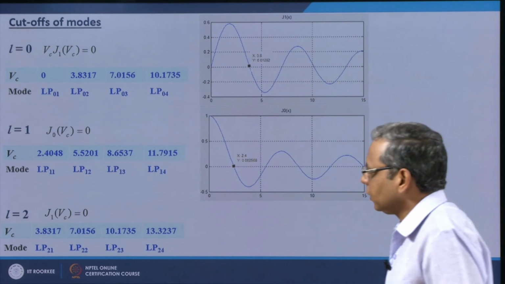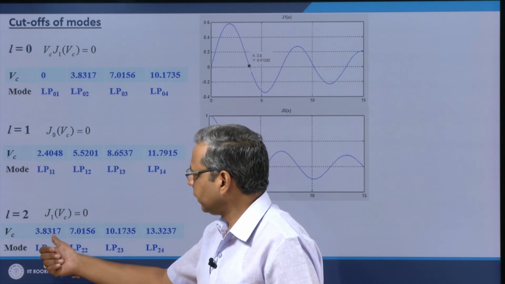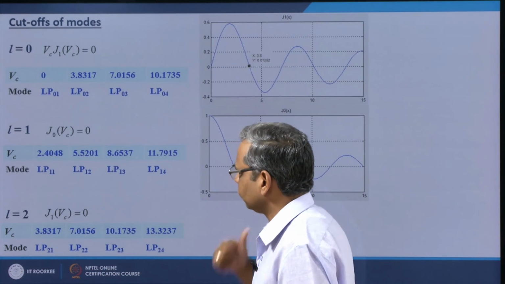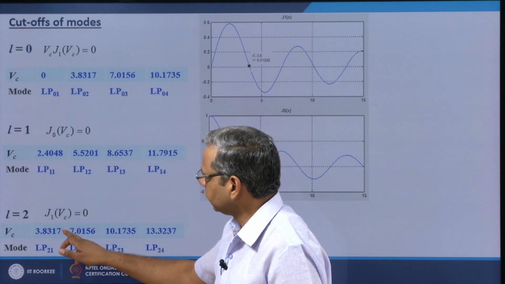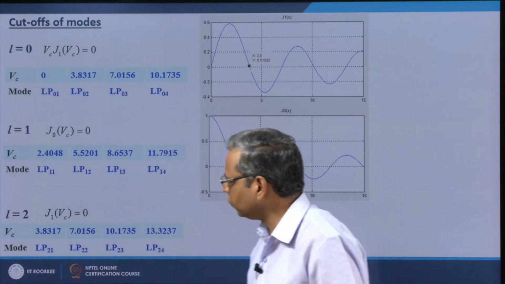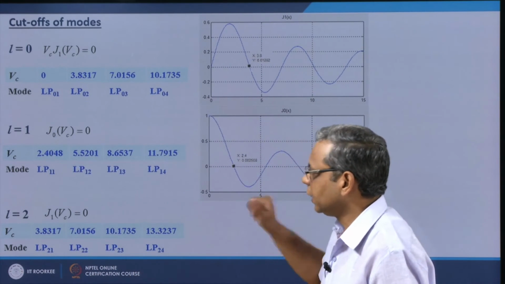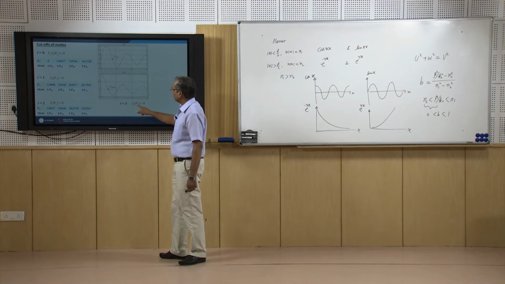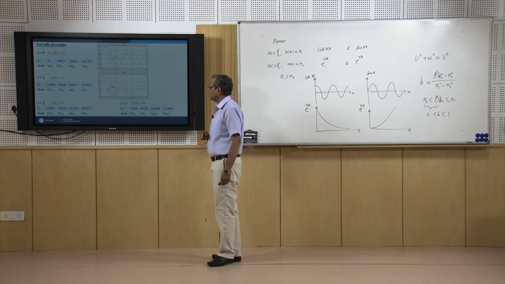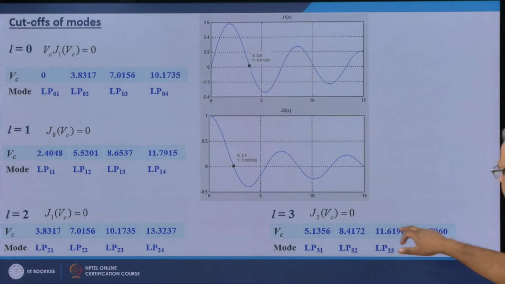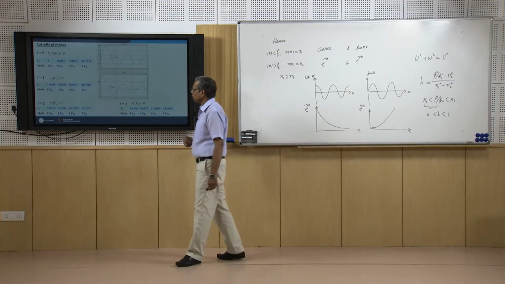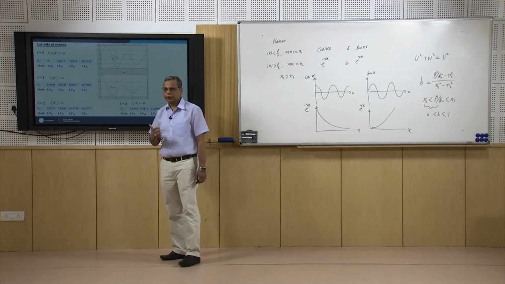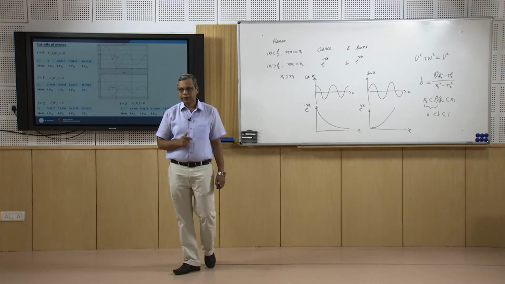So, now the cutoffs are 3.8317, 7.0156 and so on for the L is equal to 2 mode. So, this will correspond to M is equal to 1. So, LP21 mode, LP22, LP23, LP24 and so on. L is equal to 3 will give you J2 Vc is equal to 0, and these are the zeros of J2. So, you will have these cutoffs for various L is equal to 3 modes. So, in this way, for whatever value of L I want, I can have the cutoffs.